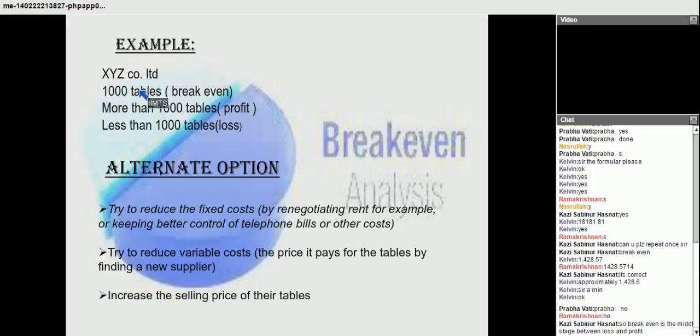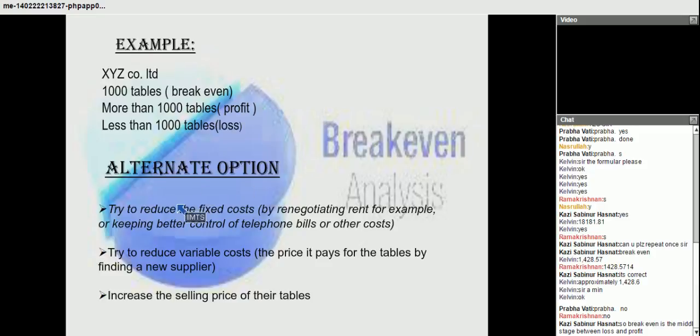Now let's take a look at this example. Suppose we have a company XYZ Limited. Here the break even is 1000 tables. Suppose this company makes more than 1000 tables, the profit will be there, and the loss will be if this company makes less than 1000 tables, then the company will be in loss.